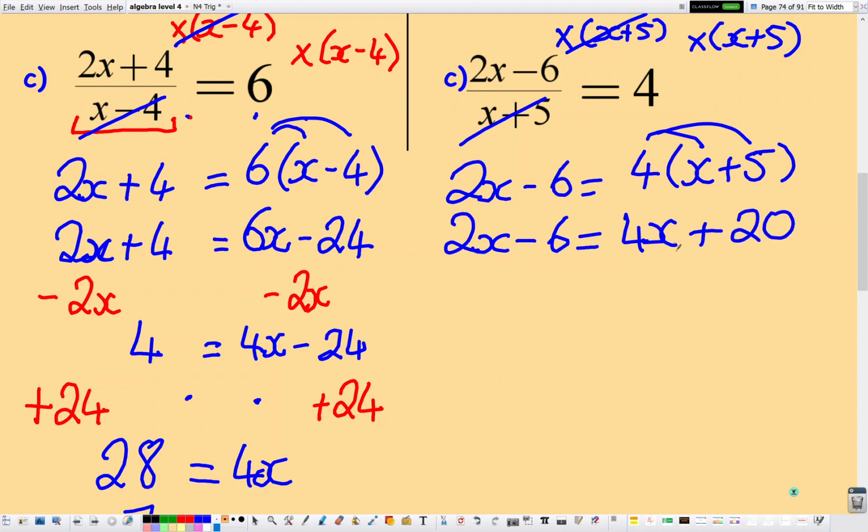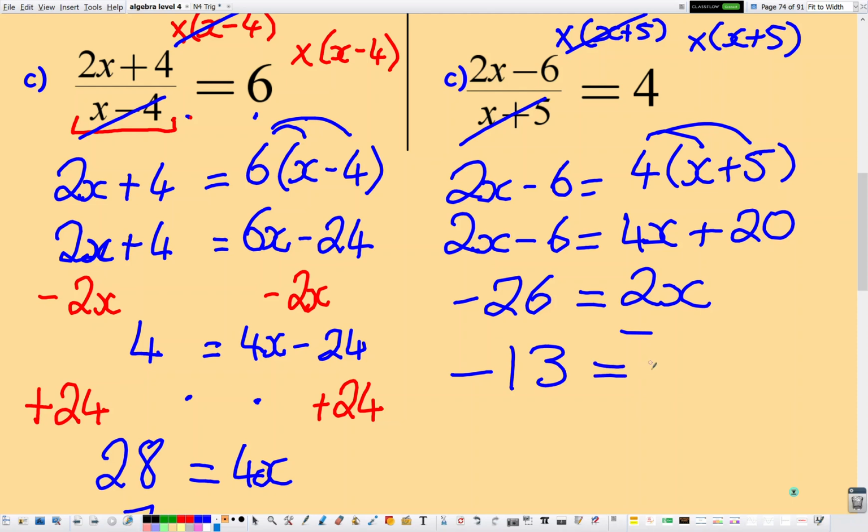Easier to move the 2x to the right and move the numbers to the left. So minus 2x on both sides, and then take away 20 from both sides. So that's going to be minus 26 equals to 2x. Minus 6 minus 20 is minus 26. And then dividing both sides by 2, minus 13 is equal to x.